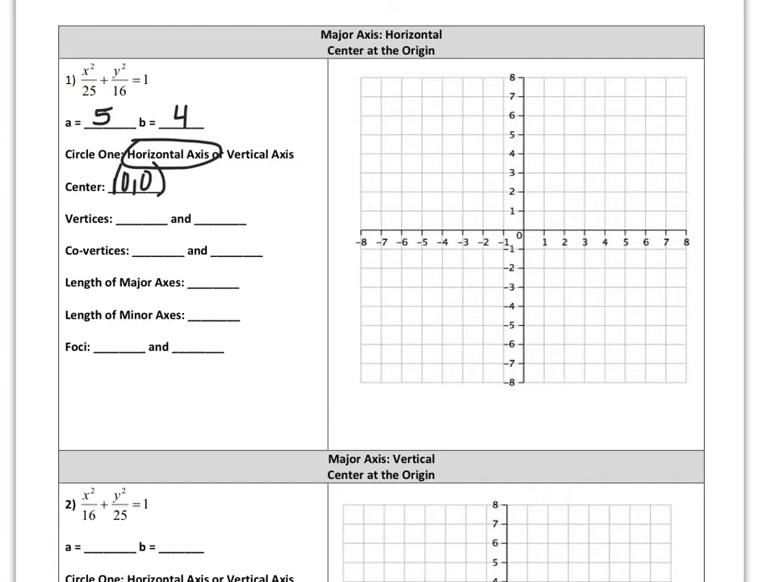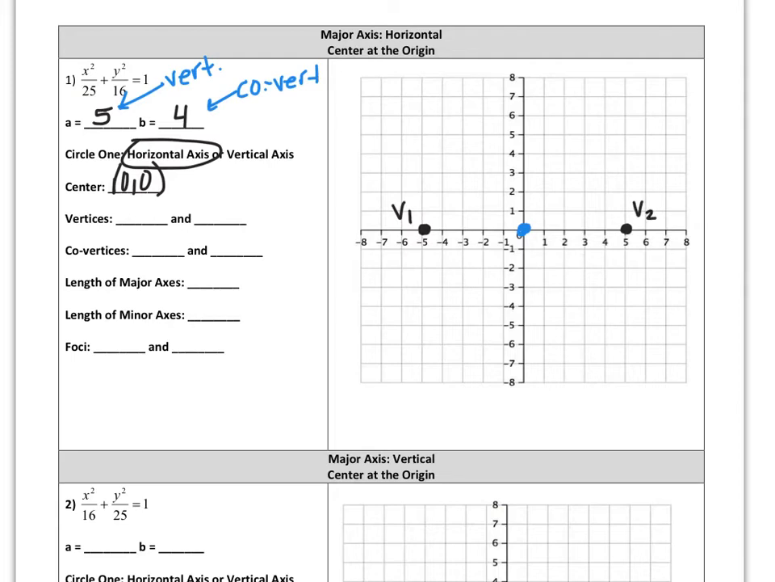Okay, so before we do anything else, let's put this all on the graph. So my center is at 0, 0, and they tell us that my a value is 5 and my b value is 4. We know that the a is always with the vertices, and my b value is always with the co-vertices. So, my vertices, if my a value is 5, remember, it's 5 from the origin, so 5 from the center. So we're going to go 1, 2, 3, 4, 5, and put a dot, and negative 5, and put a dot. So those are my vertices. So we could label V1 and V2.